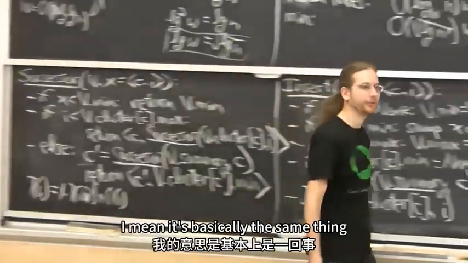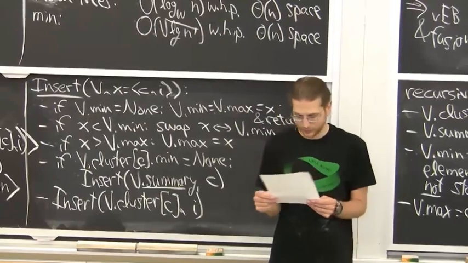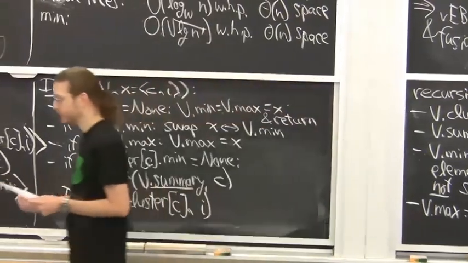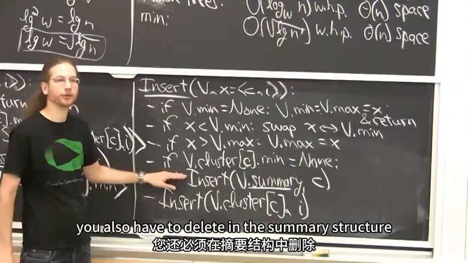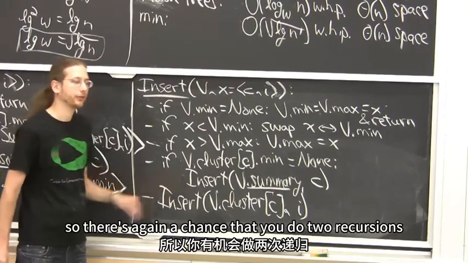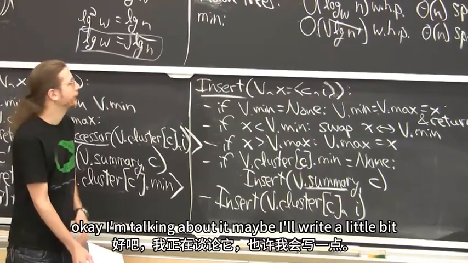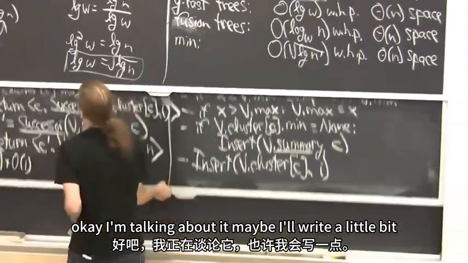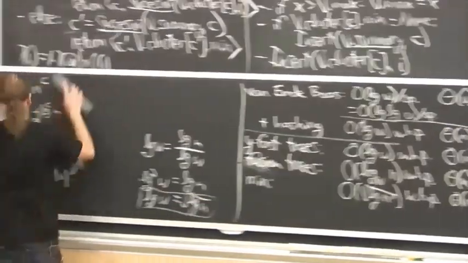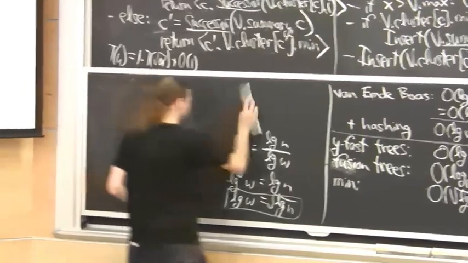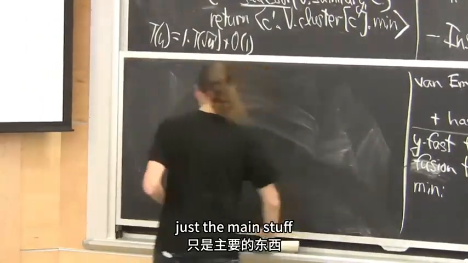Do you want to see delete? I mean, it's basically the same thing. It's in the notes. You do the obvious thing, which is you delete in the cluster, and then if it became empty, you also have to delete in the summary structure. So there's, again, a chance that you do two recursions, but, well, okay, I'm talking about it. Maybe I'll write a little bit of the code. I think I won't write all the code, though, just the main stuff.